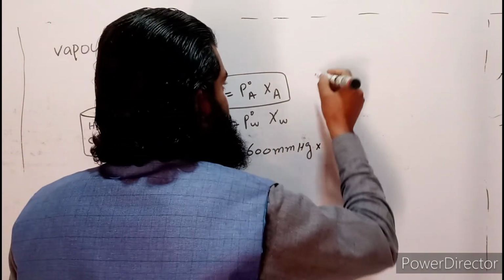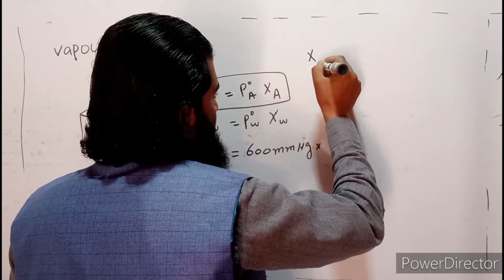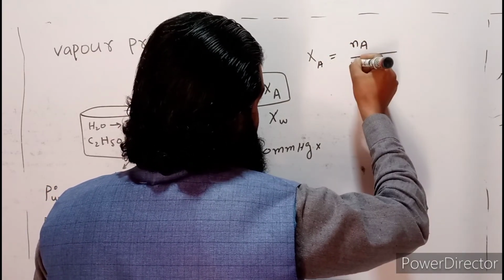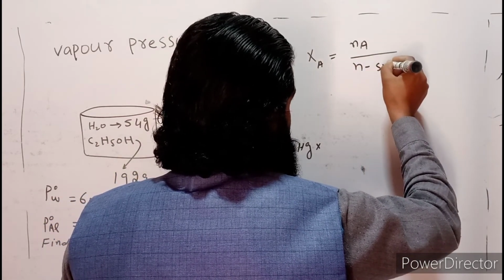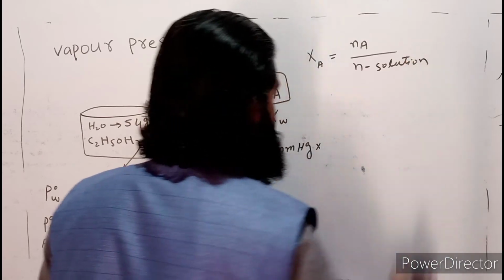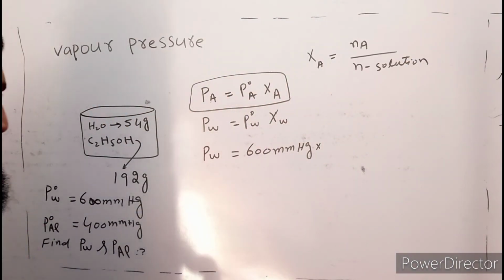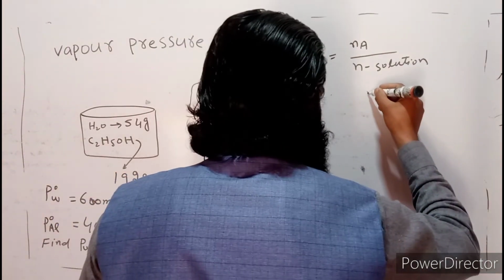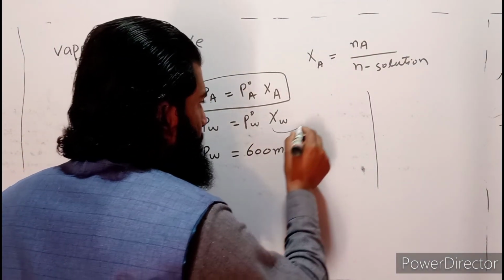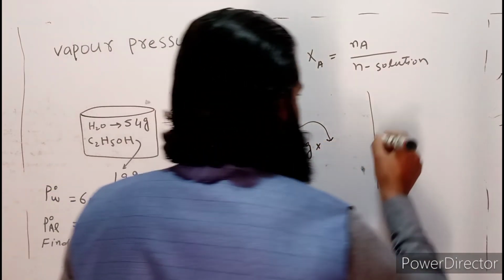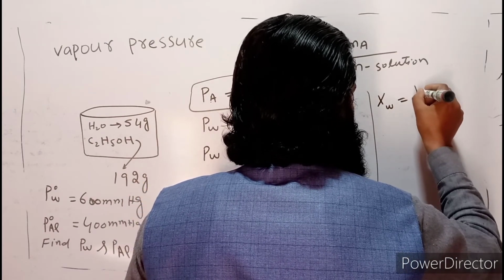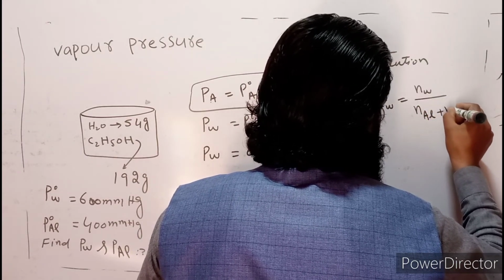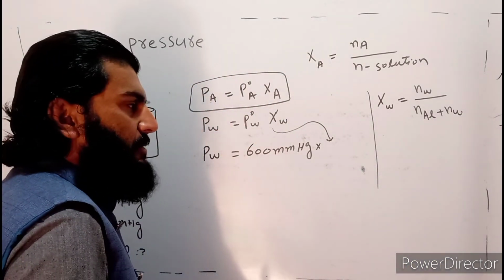You know the mole fraction of anything, for example of A, is equal to moles of A divided by total moles of solution. So now we should find the mole fraction of water. First find the mole fraction of water and then put in its value. The mole fraction of water is equal to moles of water divided by moles of alcohol plus moles of water. This is the mechanism to calculate mole fraction.